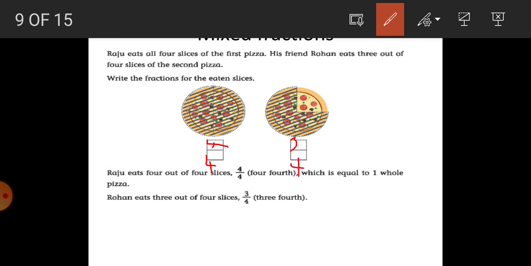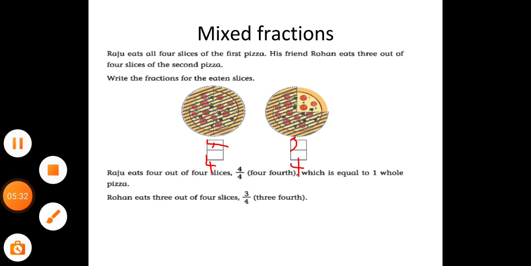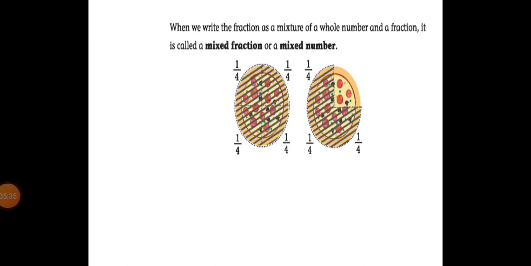So, Raju eats 4 out of 4 slices. So 4/4 is equal to 1 whole pizza. So he has eaten all the 4 slices of the pizza, the whole pizza, right? Rohan eats 3 out of 4 slices. It is 3/4. When we write the fraction as a mixture of a whole number and a fraction, it is called a mixed fraction or a mixed number.